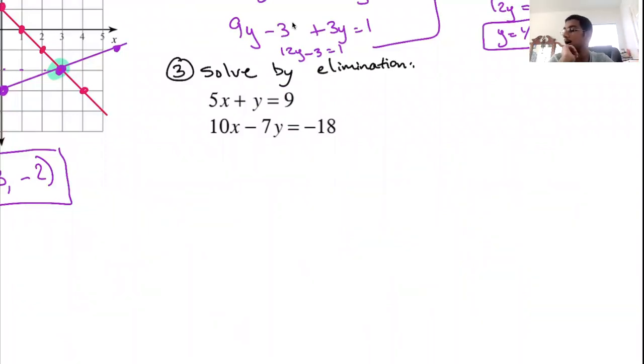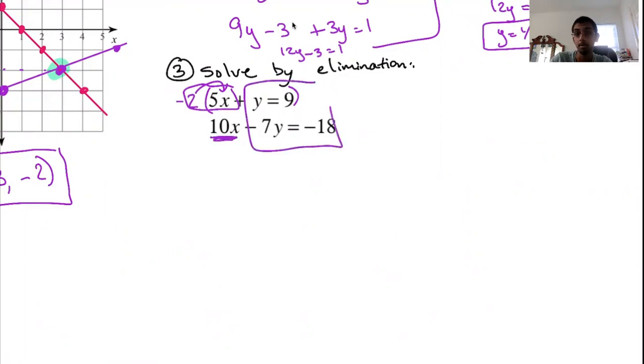So let's look. Okay, we have 5x and we have 10x. So I'm going to multiply this first equation times negative 2. Because if I multiply negative 2 times 5x, this becomes negative 10x, right? And negative 10x plus positive 10x would cancel out and become 0, leaving me with just this part. So we're going to try that right now.